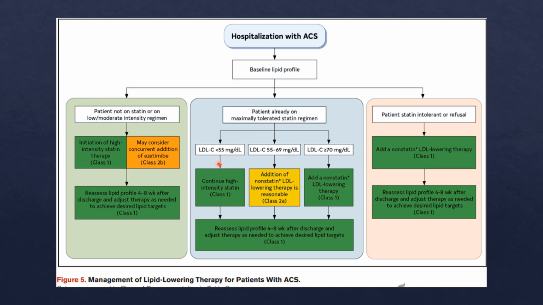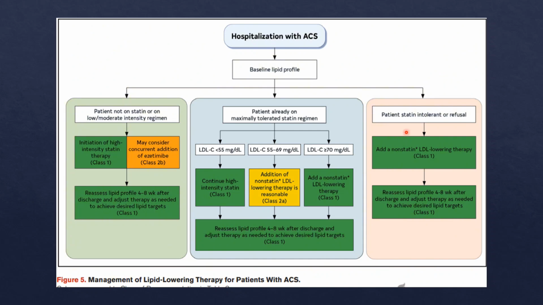And if the LDL was more than 70, then apart from high intensity maximally tolerated statin therapy, you have to add a non-statin lipid lowering therapy as a class 1 recommendation, and then again reassess after 4 to 8 weeks. And in patients who are intolerant or who refuse statins, you can add a non-statin lipid lowering drug and then reassess, just like you do for statins.